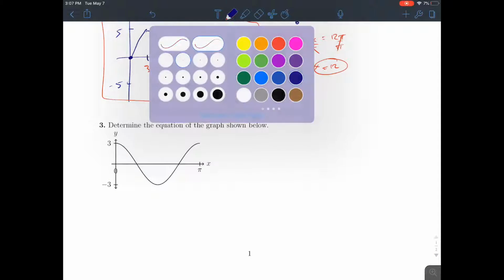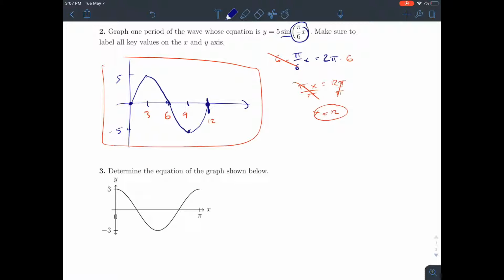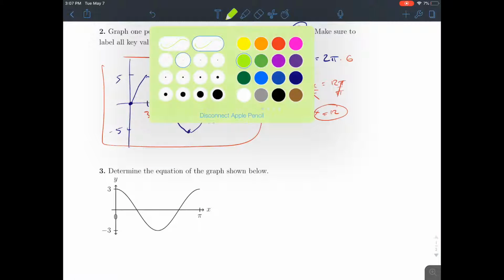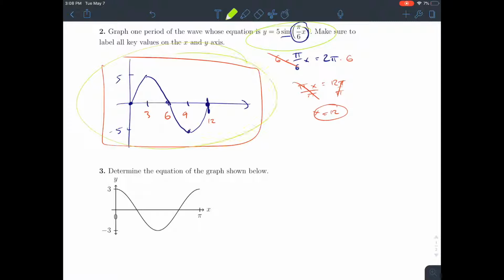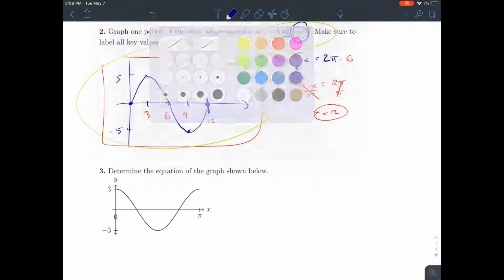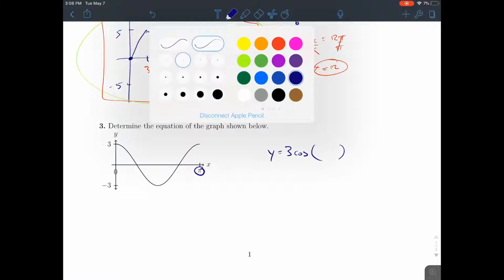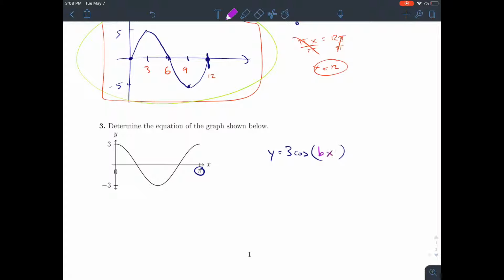All right, so now to determine the equation of this graph, we're going to be doing the opposite. Instead of going from an equation to a graph, we're going to be going from a graph to an equation. So let's do it. We've got y equals amplitude 3 cosine, and because the period of this function is pi, we know that we're going to need a more complex inside, not just x, because that would make it 2pi instead.